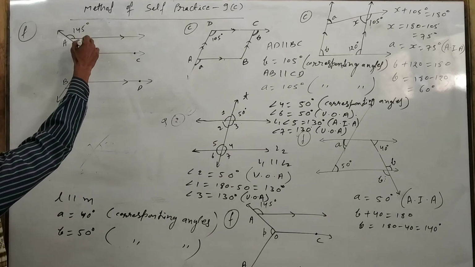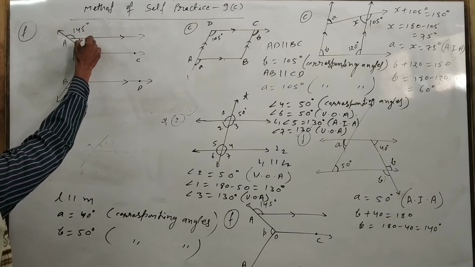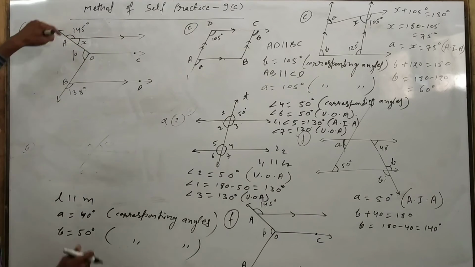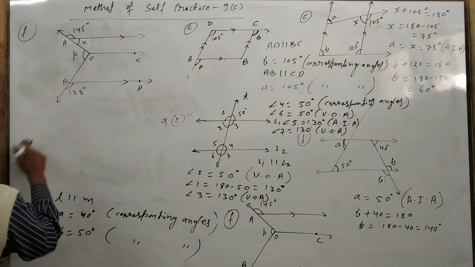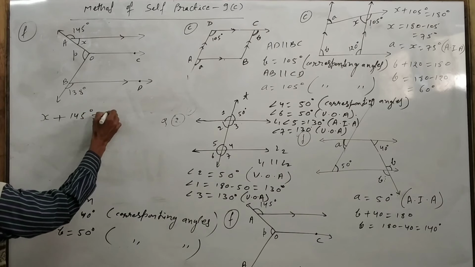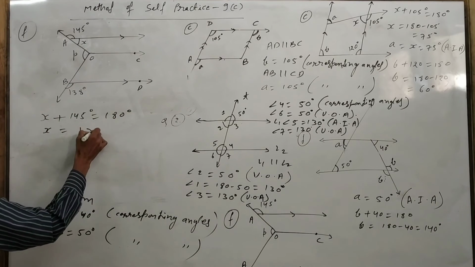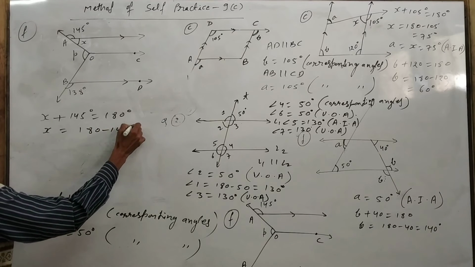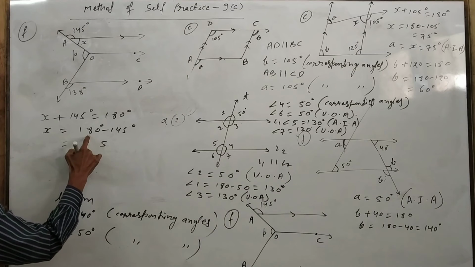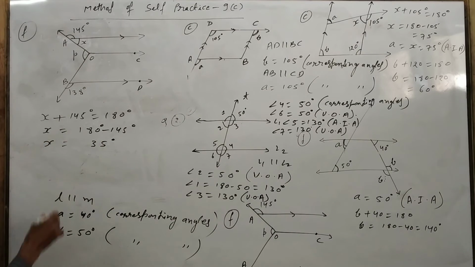First of all, we will find this angle. Just suppose here x, because these are linear pair angles. So x plus 145 is equal to 180 degrees. So just write down here x plus 145 is equal to 180 degrees. Now we will find, so it will transpose to that side, 180 minus 145, then how much will come? 35 degrees will come. x is equal to 35 degrees.